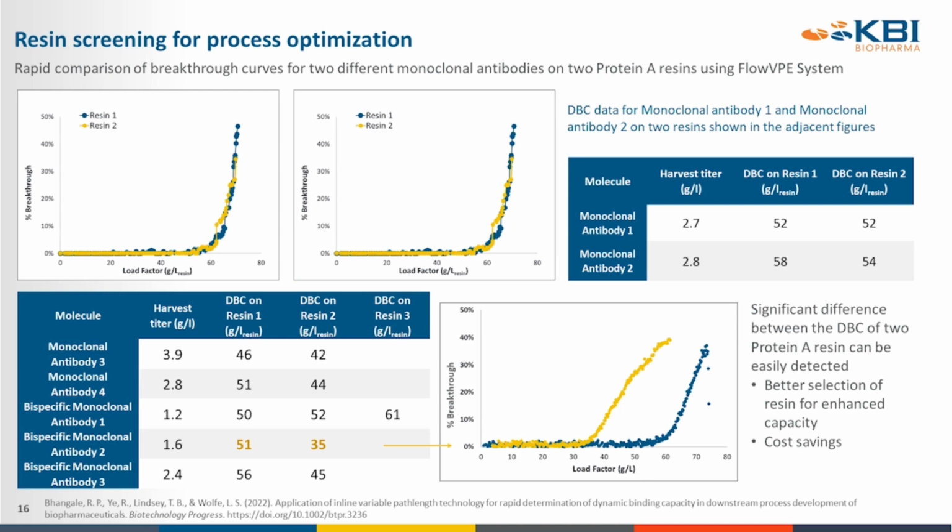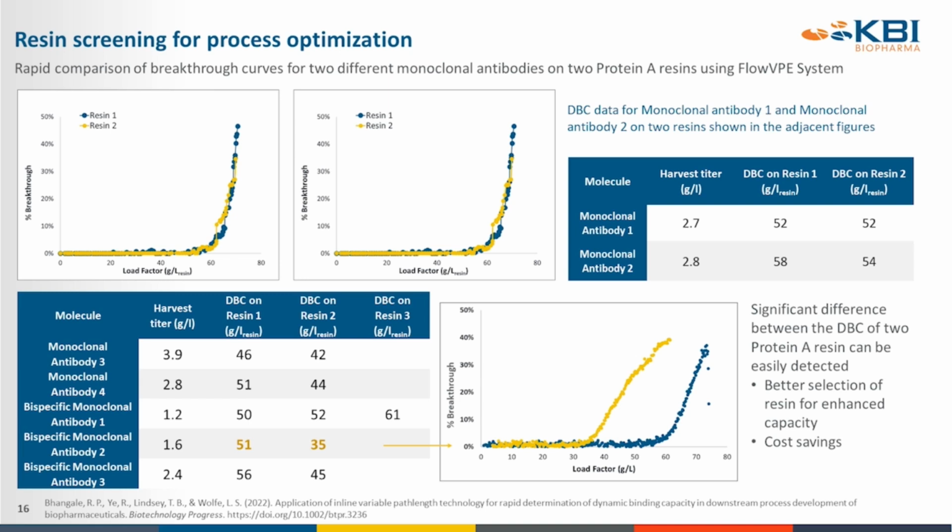So that method I mentioned before is the basis for being able to measure dynamic binding capacity. So KBI used the FlowVPE in this method to measure the dynamic binding capacity of various resins for various molecules. The advantage of this is that you can use your real harvested cell culture fluid. You can do it with experiments that you were planning for some other method, and you don't have to do a separate experiment for this. And with this technique, you can quickly see the impact of various resins with different molecules and how the dynamic binding capacity could change, which will definitely help your development.